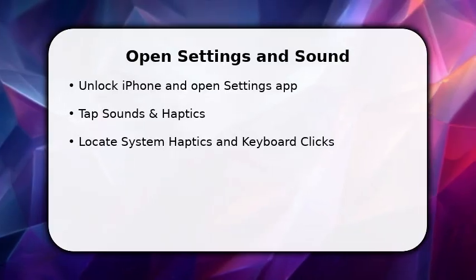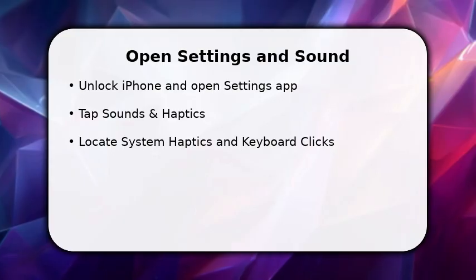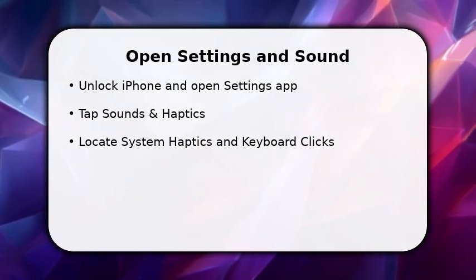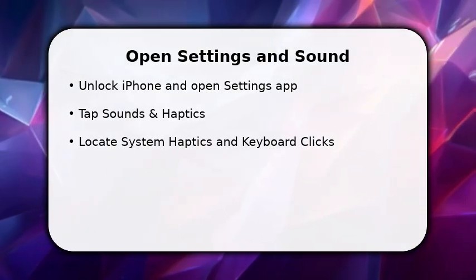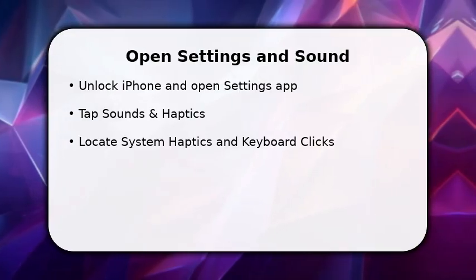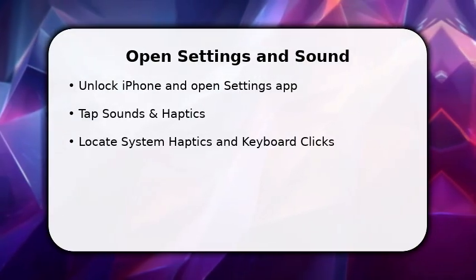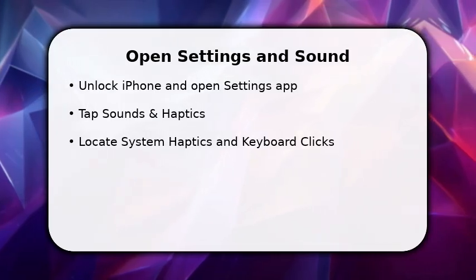You're going straight into settings to remove touch noise. First, unlock the iPhone and open settings, then tap sounds and haptics. Scroll down to find keyboard clicks and system haptics. These are the two sources of touch sound.